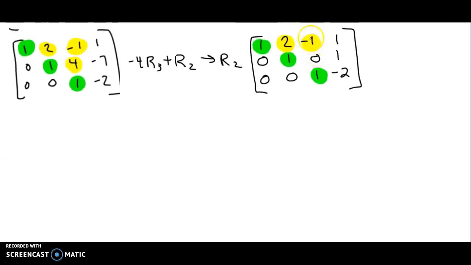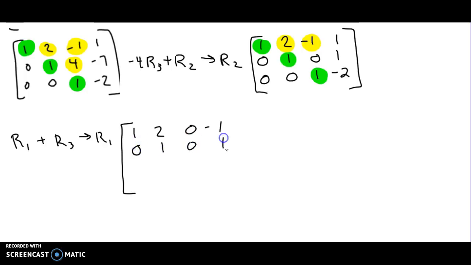So now, again, I'm going to work to the next portion, which is -1, working my way upwards. I want to make -1 into 0. By doing that, I'm going to add row 3 to row 1, and that's going to give me 0 in row 1 where I need it to be. If you do the math behind all of that, you'd get row 1 to be 1, 2, 0, -1. Row 2 stays the same as 0, 1, 0, 1. Row 3 stays the same as 0, 0, 1, -2.